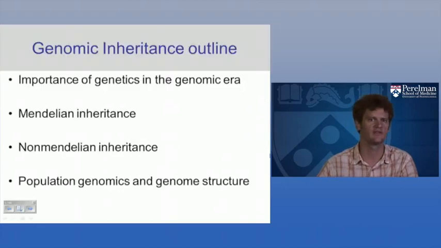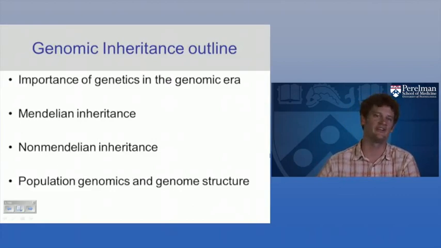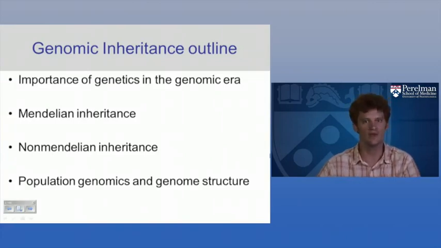So this is an outline of what we'll talk about today. First you might wonder, why do we need to even think about traditional genetics in the genomic era? So I'll give a brief summary of why I think the genetic principles are still critical to understanding how the genome functions in disease and in other aspects of biology. And we'll go through some basic Mendelian mechanisms and how genes are inherited across generations.